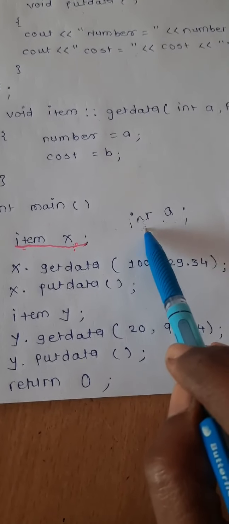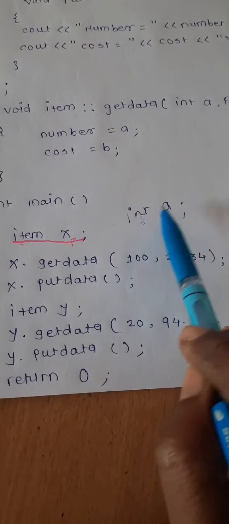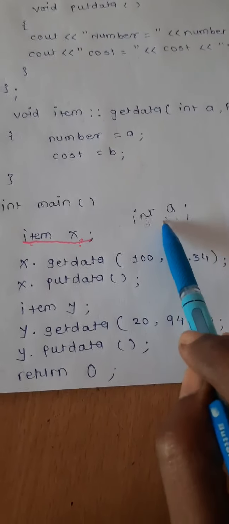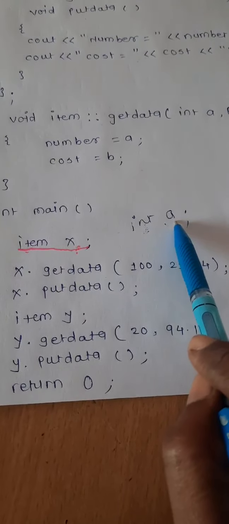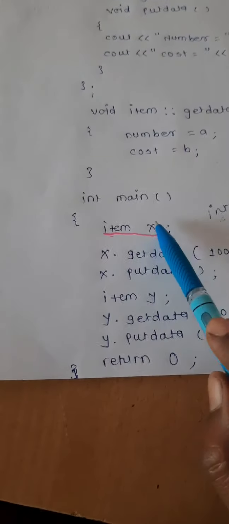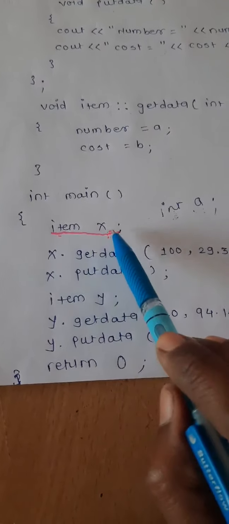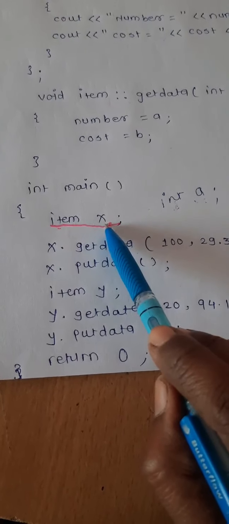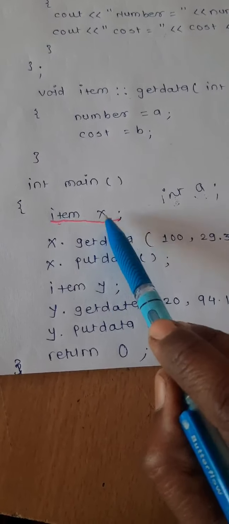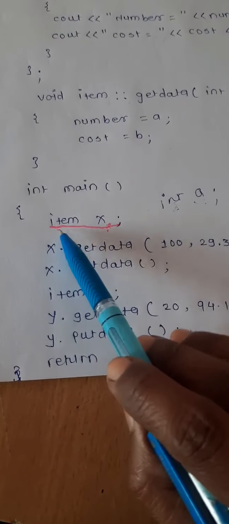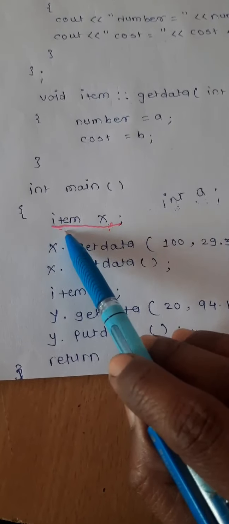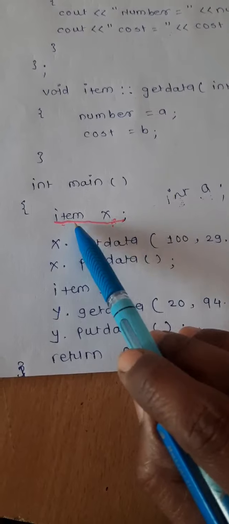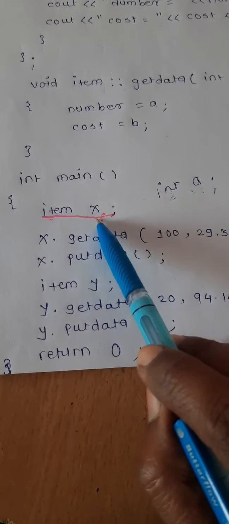When we declare int a, 2 bytes of space is reserved in memory for this a. Likewise here we write atom x, then whatever data members and member functions are present in atom, according to that the total number of bytes of memory space is allocated to x in the memory.